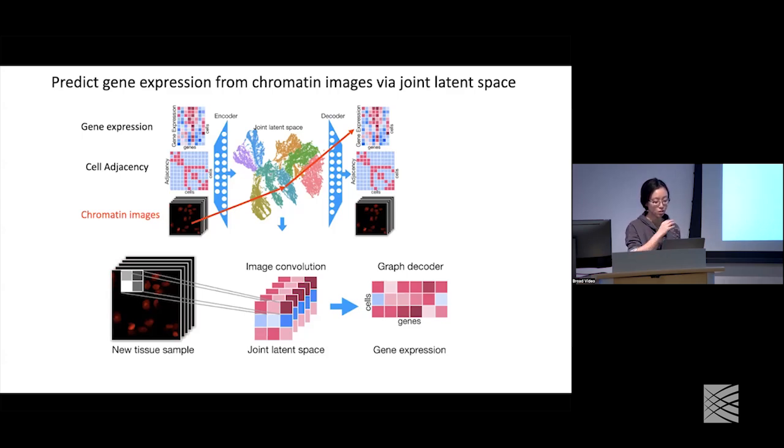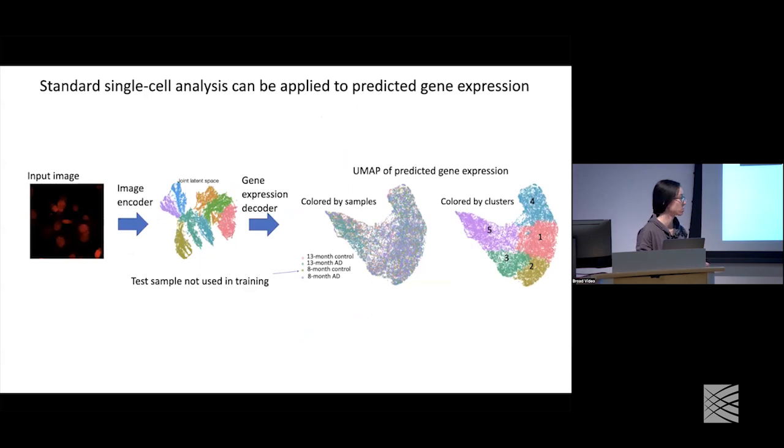So if you have this new sample that only measured for its chromatin image, you can use the image encoder for the chromatin images to embed them into the joint latent space, which is a representation for all three modalities, and then decode the gene expression from the joint latent space as the prediction of the gene expression of this new tissue sample without spatial transcriptomic measurement.